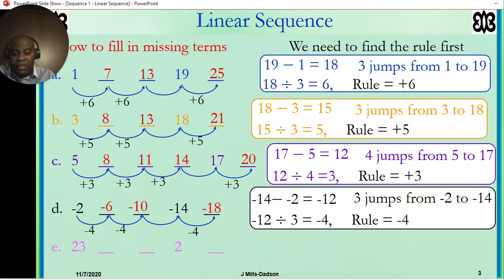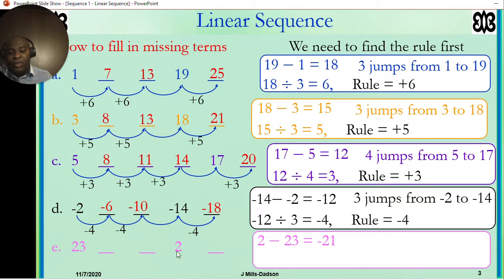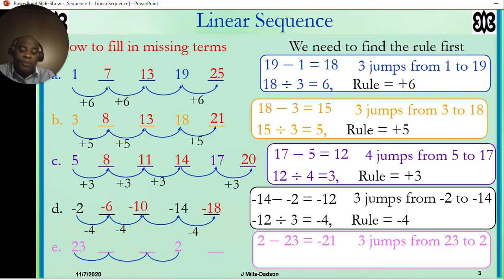Lastly, the difference between 2 and 23. You need to be careful. It's the difference from 2 to 23, so the starting point is 2. 2 minus 23 is minus 21. Number of jumps, 3 jumps, divide. We have negative 7 as the rule. We take away 7 each time. And we find our missing terms to be 16, 9, and negative 5.